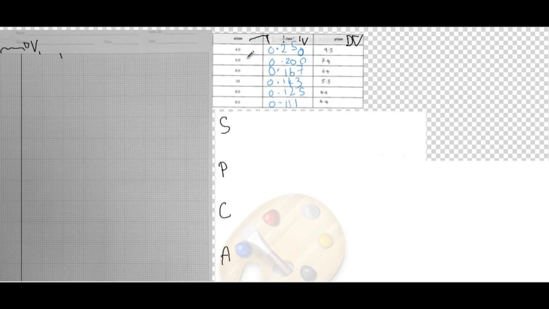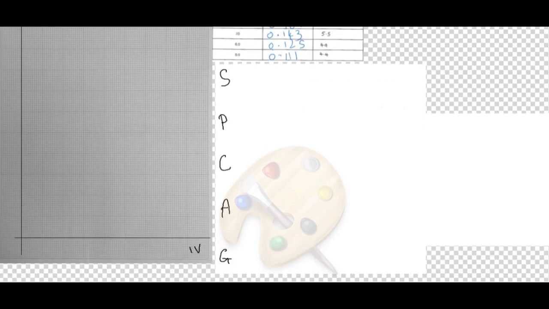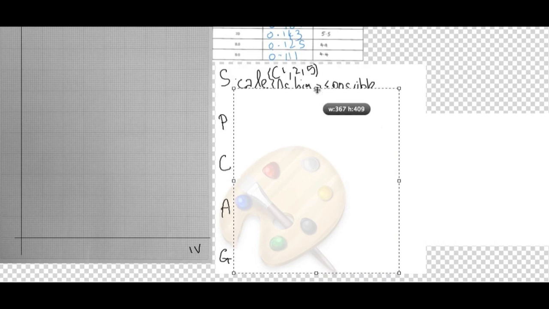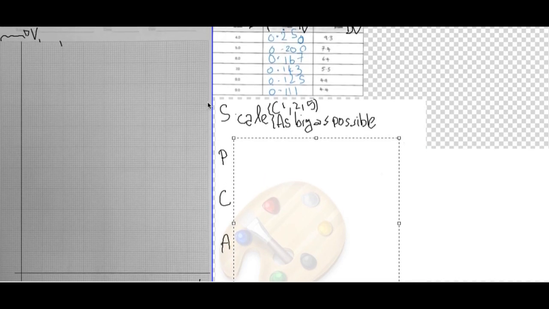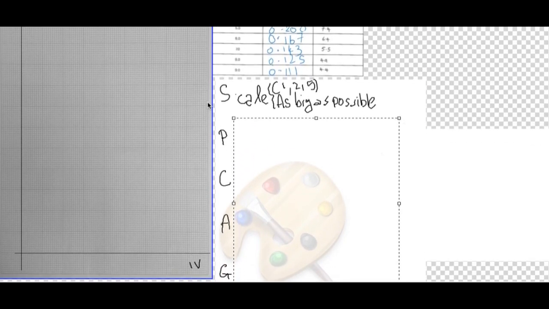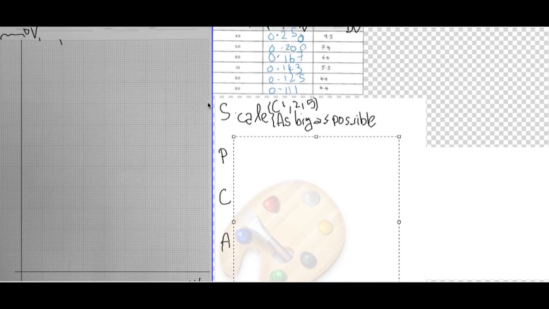The very first thing, in this school actually, we use something called SPCAG. So what you need to take note of, the very first thing, for S, is your scale. The purpose of your scale is to ensure that your graph does not look small. You do not want your graph looking very small.